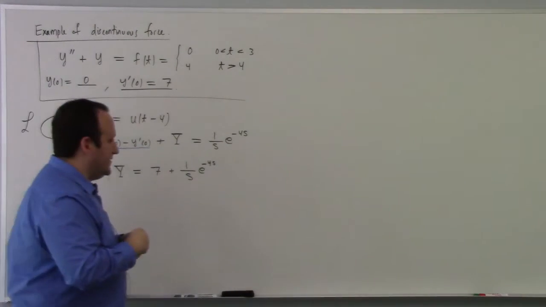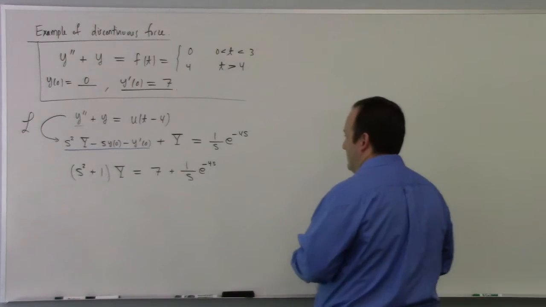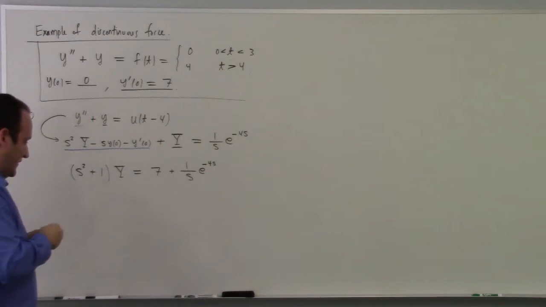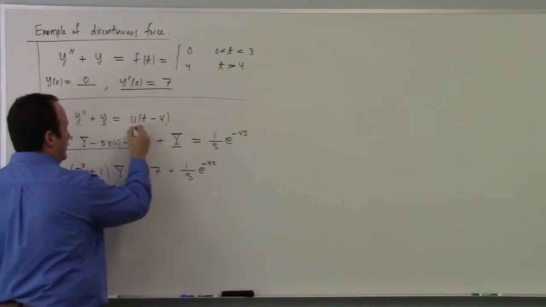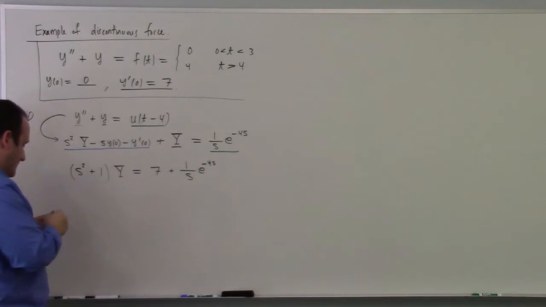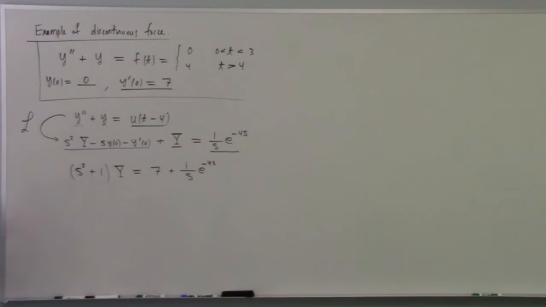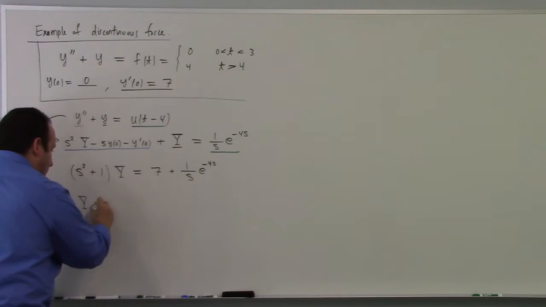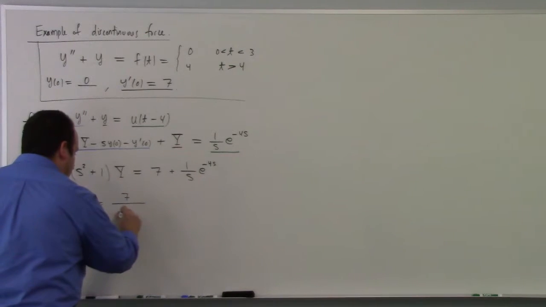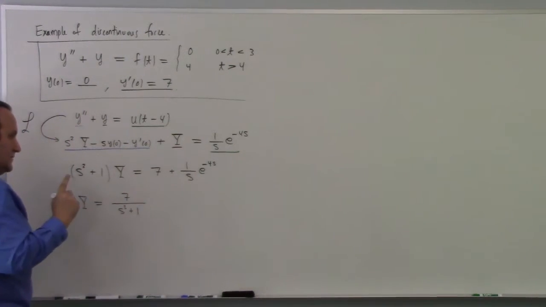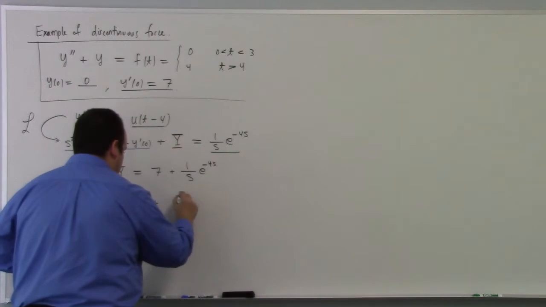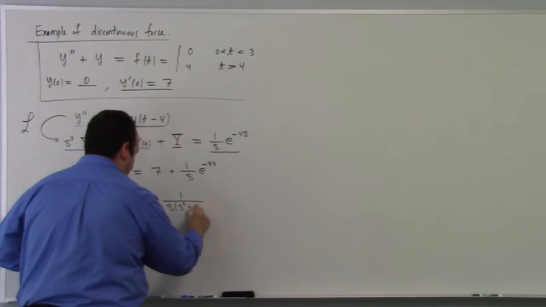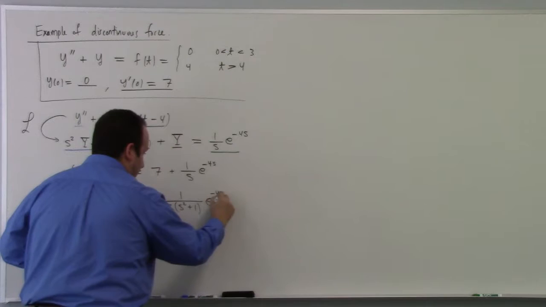And then the Laplace transform of little y is just the big Y. So there it is. And then the Laplace transform of the unit step function, of course, is this guy. So then we do algebra. We solve for big Y. That gives us big Y equals 7 over s squared plus 1 plus 1 over s times s squared plus 1 times e to the minus 4s.